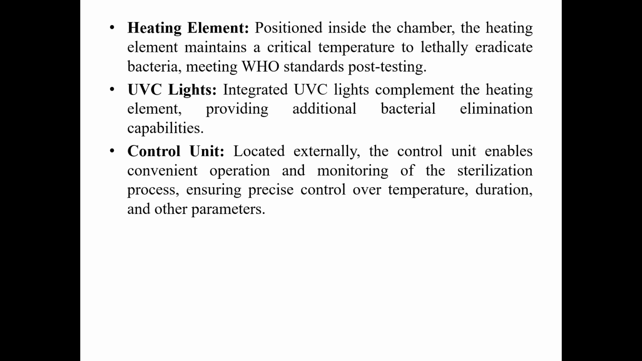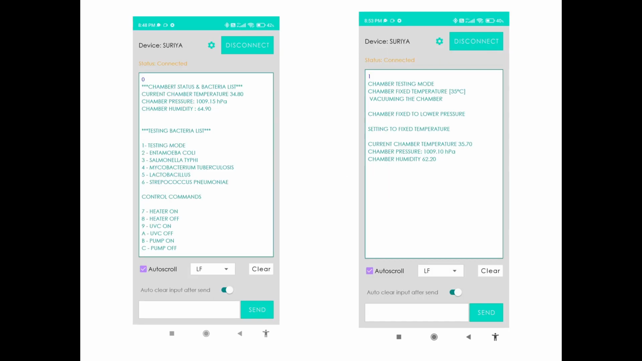Now we're going to see about the control unit, that is the ESP32, and it is located externally. The control unit enables convenient operation and monitoring of the sterilization process, ensuring precise control over temperature and other parameters. For that, I have used a mobile phone. I will show you that. This is the output screen of my mobile phone when I'm operating. As you see, the status is connected, and we can also see the chamber status and bacteria list.